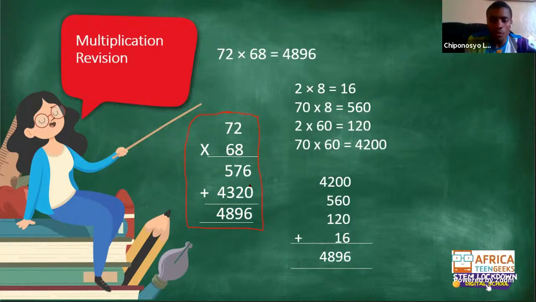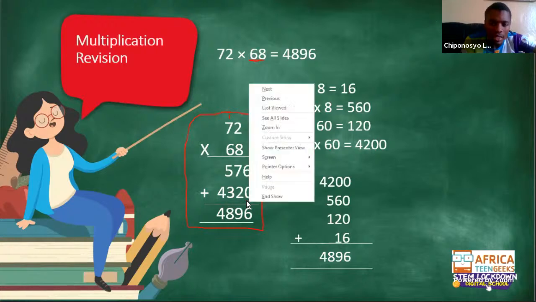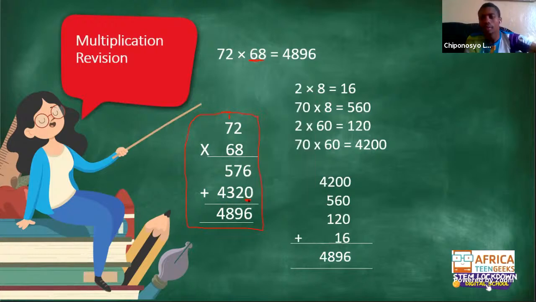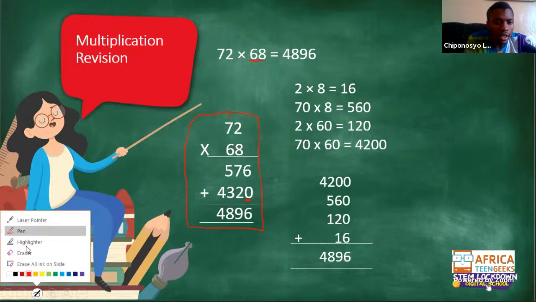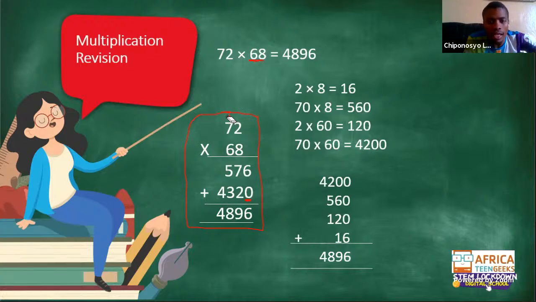8 times 2 is what? 16. So I write the 6 and carry 1. Please write this down while I explain. Then 8 times 7 is 56 plus 1 is 57. I put it down there. Then, because we're dealing with the multiplier, I respect the place value and put a 0 as my placeholder. Then I remove all the other things that I carried.